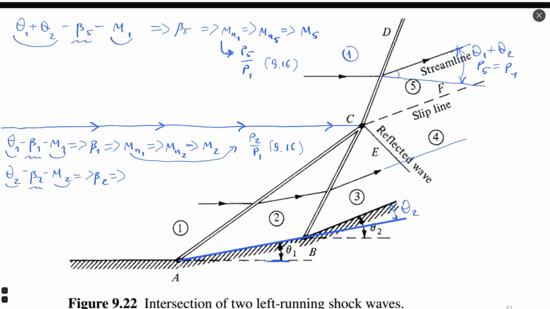Let's see. I think there is no explanation in the book about this question, but I think the answer is the same as I told. The reflected wave is considered to be perpendicular to the flow.